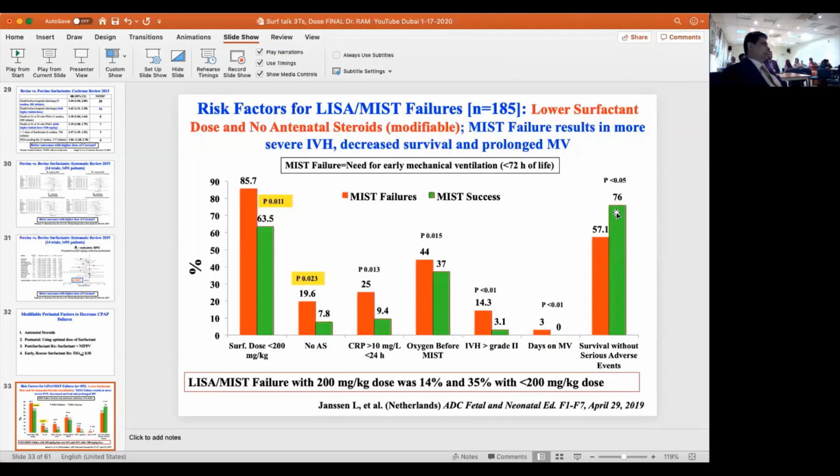You can see survival without serious complications is much better if you can manage the baby. With the higher dose of surfactant and antenatal steroids, you have 76% survival without complications compared to 57%. Again, in this review, they showed LISA or minimally invasive surfactant treatment failure. The 200 milligram per kilo dose was 14% compared.